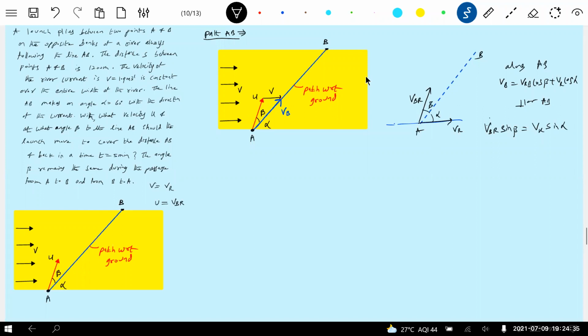VBR, how much is VBR? With what velocity u? This is the unknown thing. What is VR? VR is 1.9. Alpha is 60. So let me substitute here. VBR is u, this is the unknown thing. Beta is what? AB is given, the time is given, alpha is given.